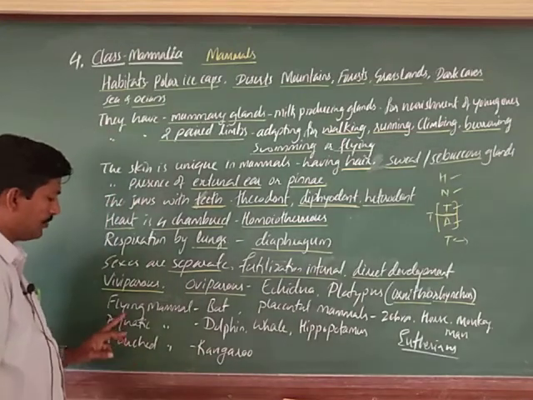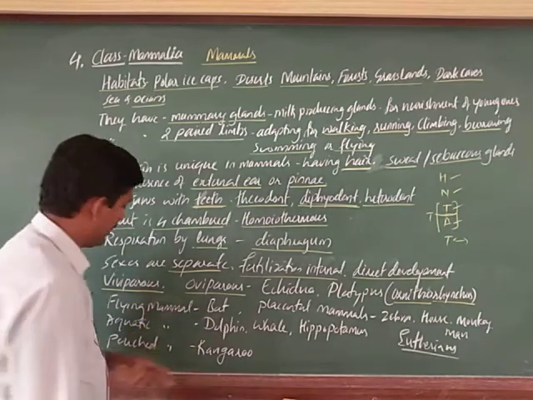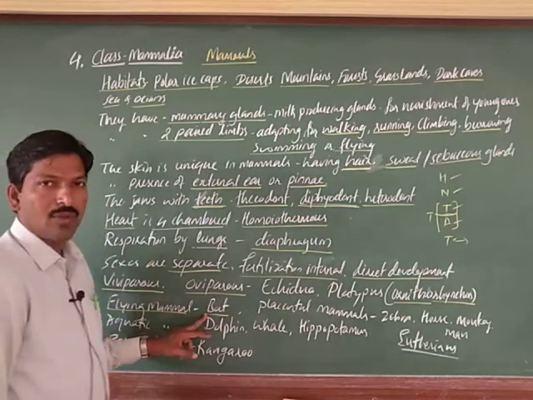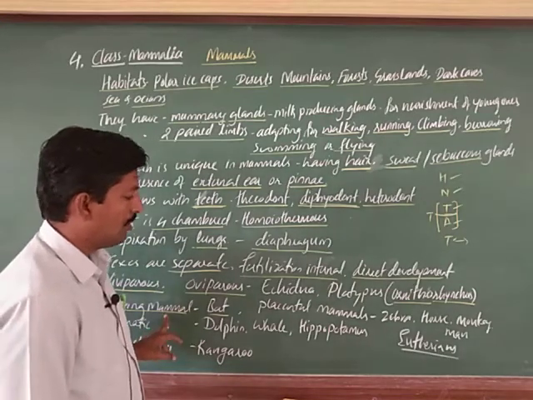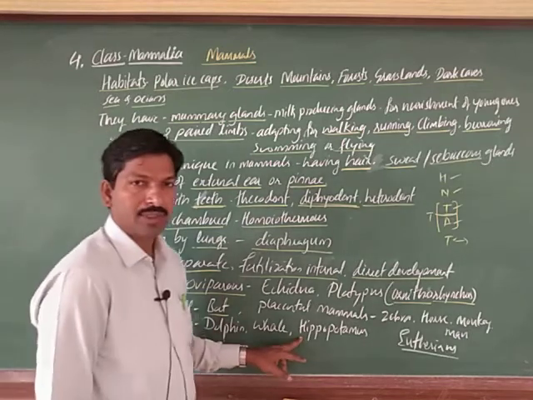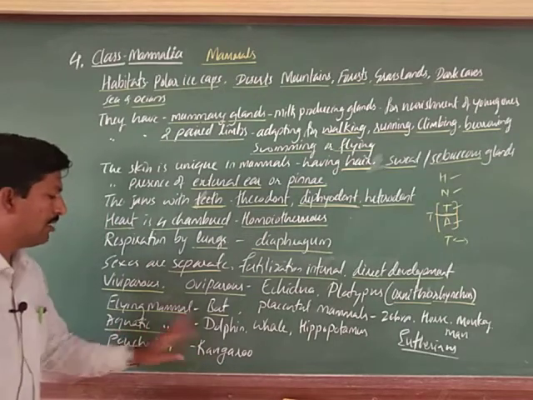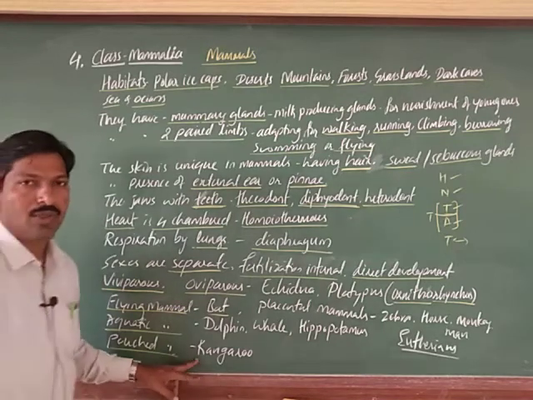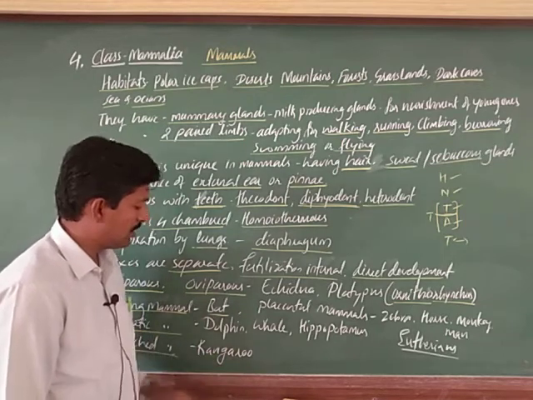And next, other special examples I have taken here: the flying mammal, that is the bat, as you know. So, the bat is one example of a flying mammal. And next, you can take the aquatic mammals. Dolphin, whale and hippocampus are always found in the water, right. And pouched mammals, also called marsupials, kangaroos, marsupial rats, different animals are there.